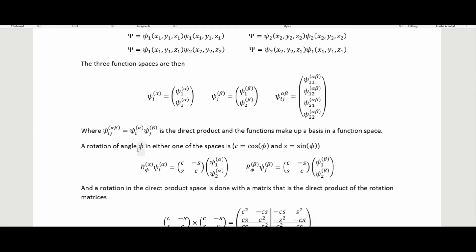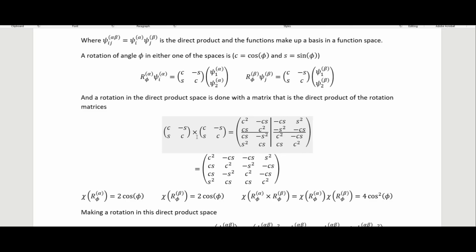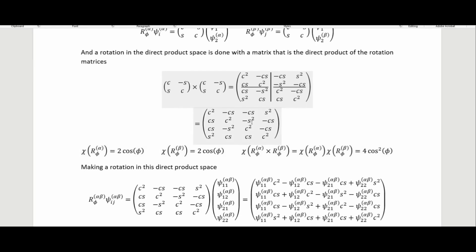And so a rotation of phi in either one of these spaces is just going to be a rotation of our psi with this rotation matrix: cosine, minus sine, sine, and cosine. And that will be the same for both of these spaces. A rotation in the direct product space is done with a matrix that is the direct product of the rotation matrices. So we take the direct product of these rotation matrices and we end up with a matrix that looks like this.